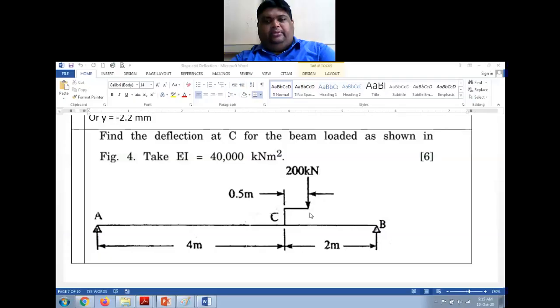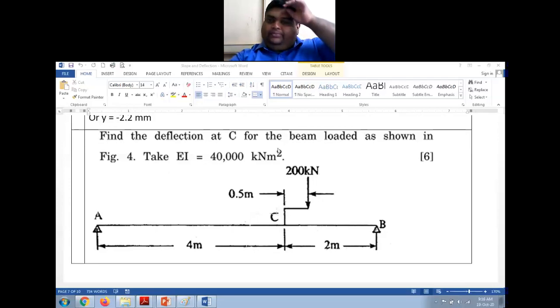So the couple magnitude will be equal to 200 into 0.5. That will be 100 kilonewton meter. And because of this eccentricity, it will be in clockwise direction, right? So two things we have to replace with this eccentric load. One is vertical force of 200 kilonewton. Another one is at the same point a clockwise couple or moment equal to 200 into 0.5, right? That will be 100 kilonewton meter in clockwise direction.